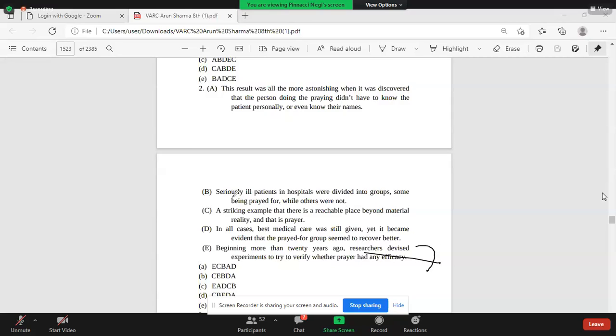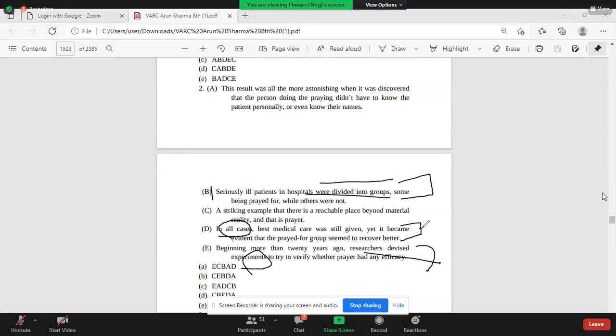Obviously they divide them into two groups, this and this. And then in all the cases, which cases are they talking about? They're talking about these cases, people being divided, so all the participants, right? It became evident that the prayer group seemed to recover better. So here they talk about the experiment being devised. Here they are conducting the experiments, and here is the result of this experiment, right? So this is the result.